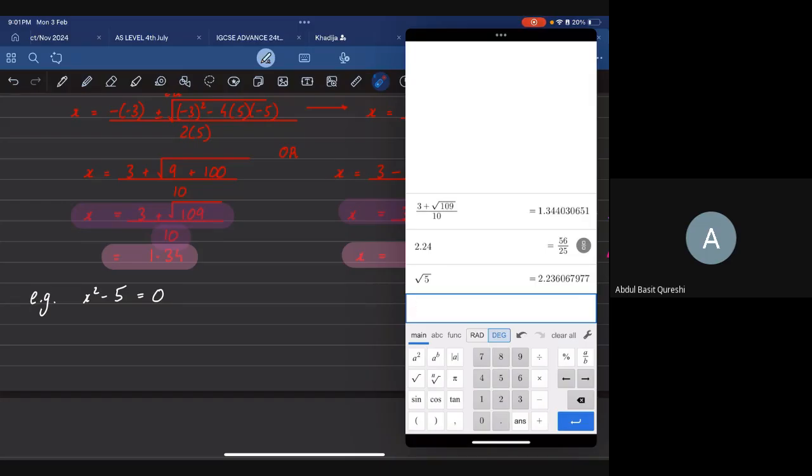So if you guys have got the answer, wait, let me erase this in order to avoid confusion. Oh, 2.24. Yes. So if you guys got any of these 4 answers that are on the right hand side of your screen, bingo. That is correct. Clear?